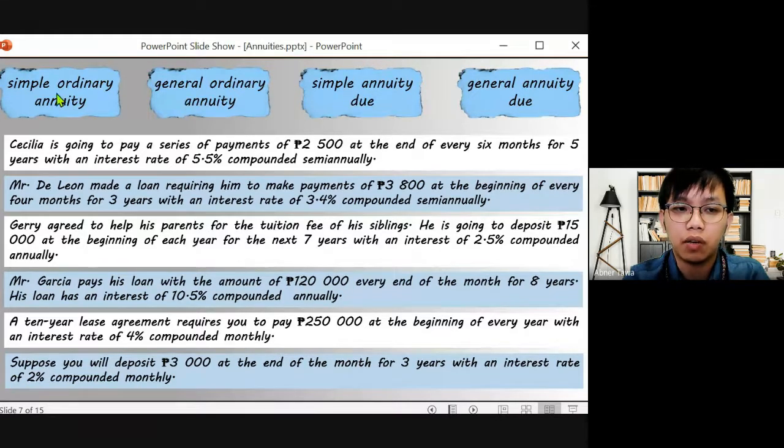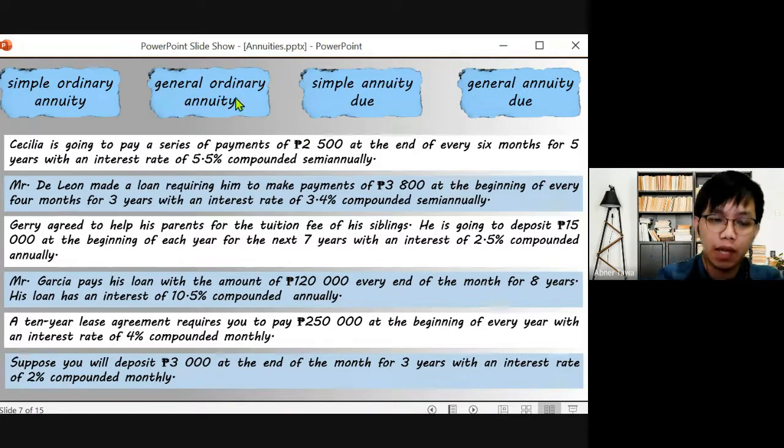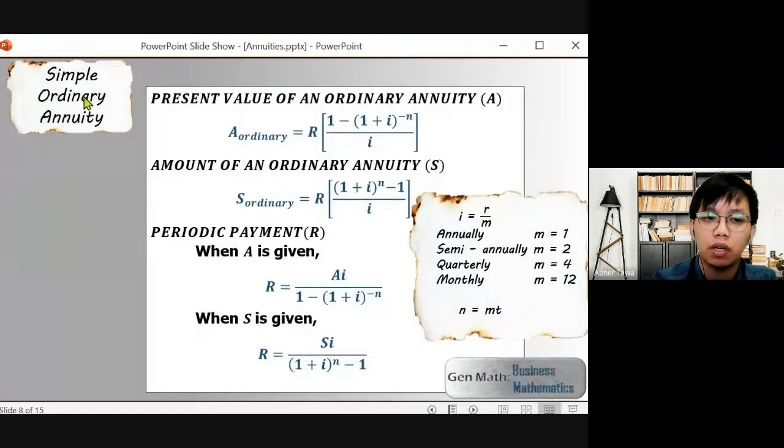Pero magkaparehas din ang formula ng ordinary ng simple sa general. Ang difference lang kasi sa general is yung pag-solve ng value ng I. Okay? So for this time, we're just going to learn how to solve simple ordinary annuity. We're not going to solve examples of these three categorizations of annuities. We're just going to focus on simple ordinary annuity. Now we're going to proceed with the formulas used for solving simple ordinary annuity.